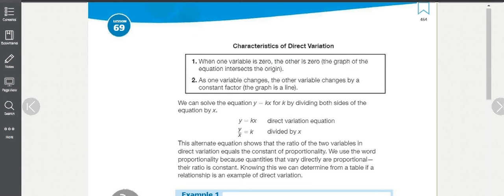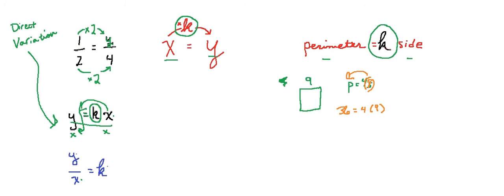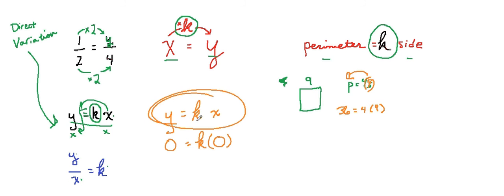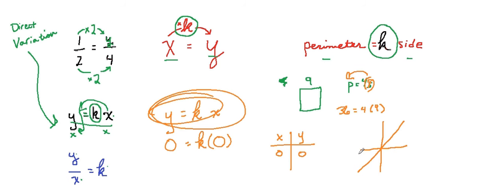When one variable is 0, the other is 0. Meaning, if I put 0 in for anything in a direct variation, so if the input x is 0, then no matter what this constant is, it doesn't matter, right? Because we're multiplying by 0, the y will be 0. So if it's following this format in your t-chart, 0 should always shoot out a 0. Meaning when you graph direct variation, it should be a straight line and it should go through the origin every time, because 0, 0 should always hold true in these relationships.